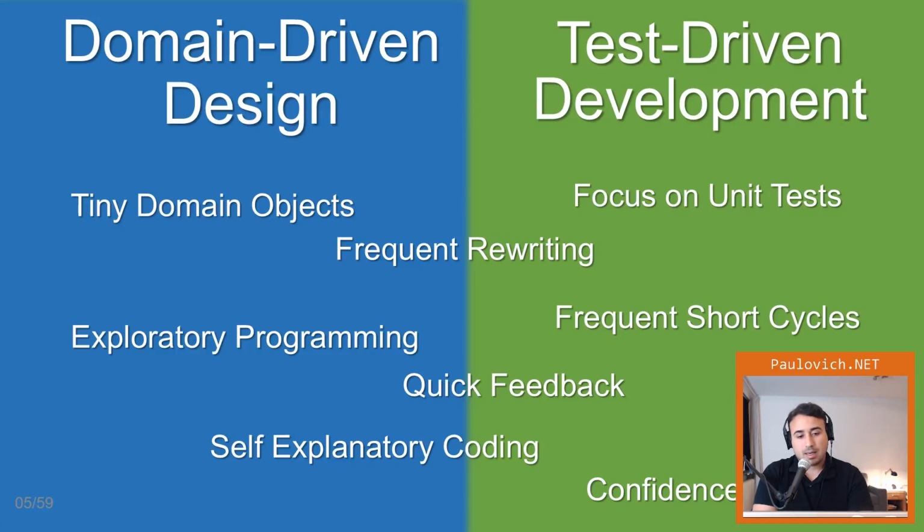Well, I can see that both DDD and TDD intend to have this frequent rewriting of code, testing the model, having quick feedback about what you already implemented in the last moment, and to create self-explanatory code. So, a clearer code.